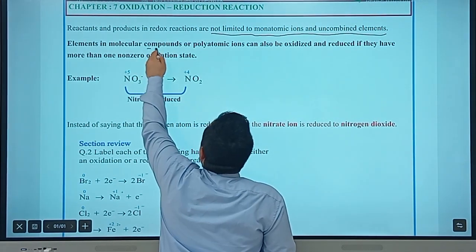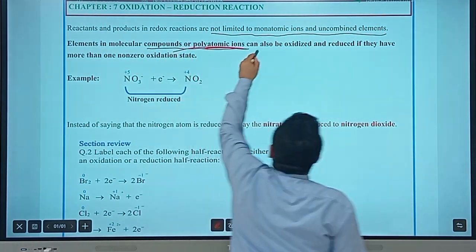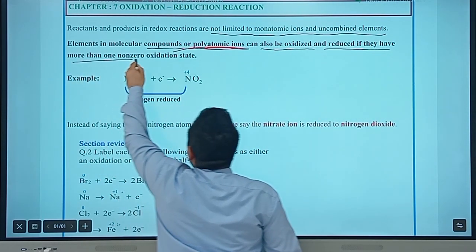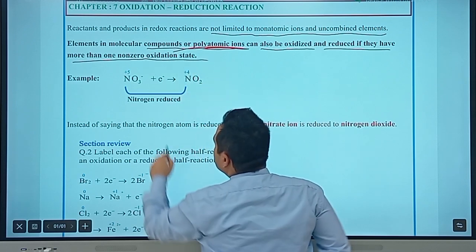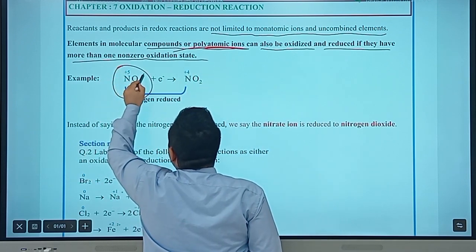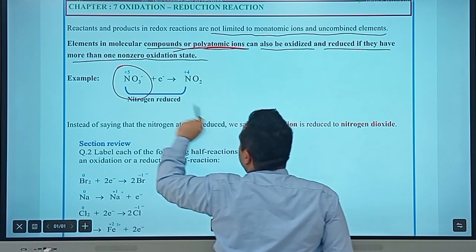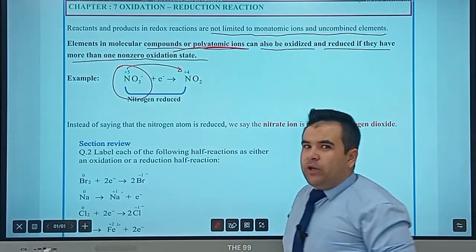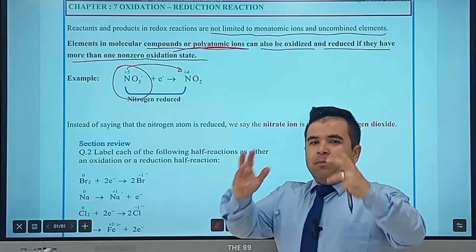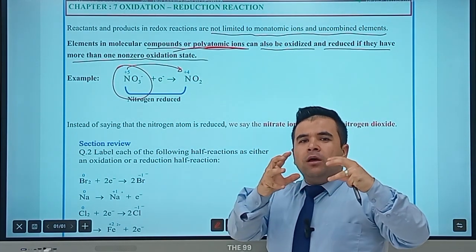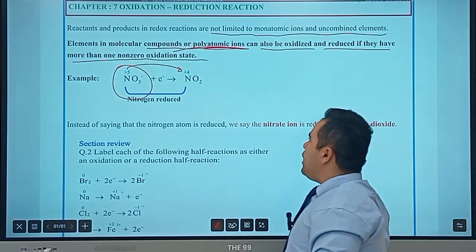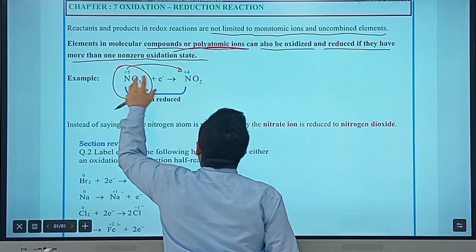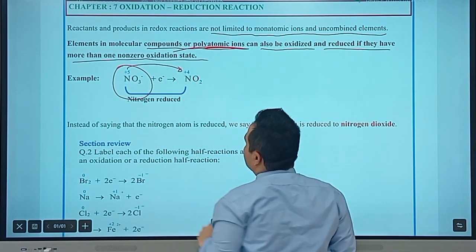Elements in molecular compounds or polyatomic ions can also be oxidized and reduced if they have more than one non-zero oxidation state. Have a look at this example, guys. NO3 negative goes to form NO2. In this case, nitrogen is reduced. But we cannot say only nitrogen is reduced, because the nitrogen is clustered with the oxygen to form NO3 negative. We can say the nitrate ion is reduced to nitrogen dioxide.